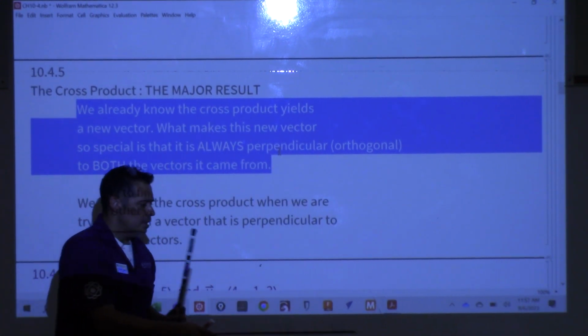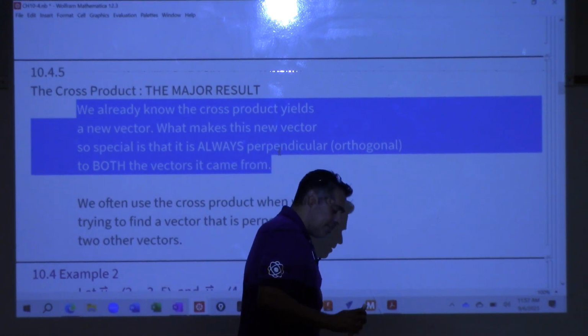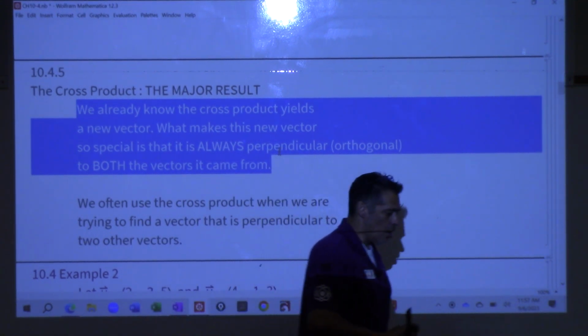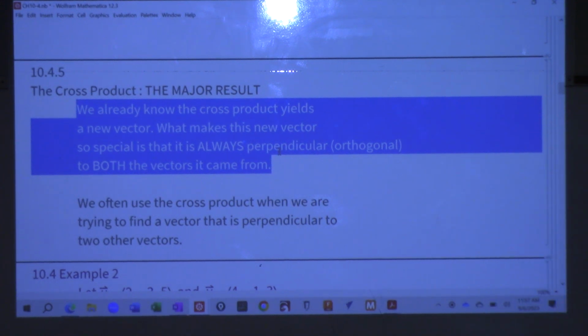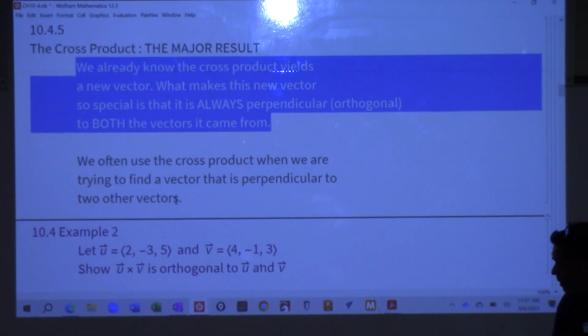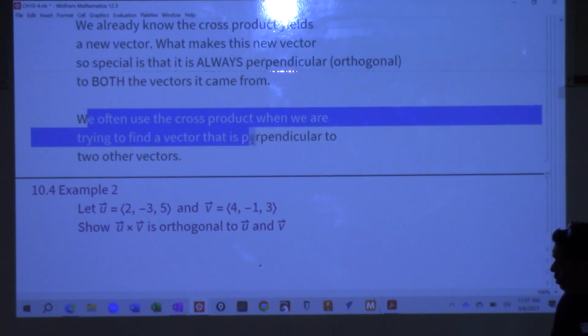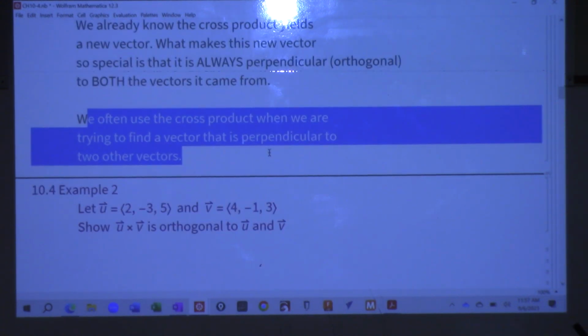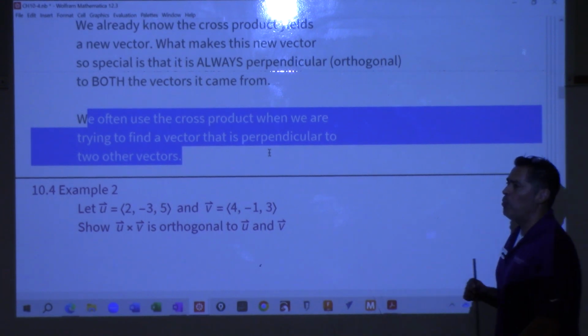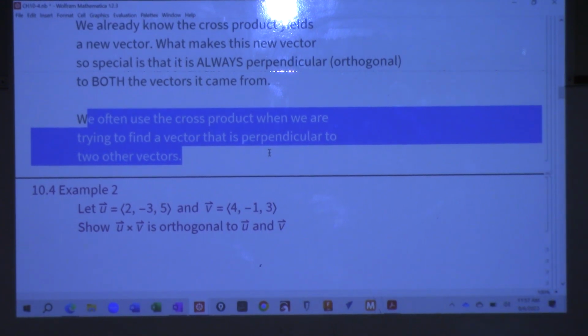All right, so it creates a vector that is orthogonal to both the vectors you started with, which is going to be awesome for what we're going to be doing. We often use the cross product when we are trying to find a vector that is orthogonal to two other vectors. So you might have a vector and another vector, and you'd like to find a vector that's orthogonal to both. Well, then let's just cross those two vectors, and that vector will be orthogonal to both of them.